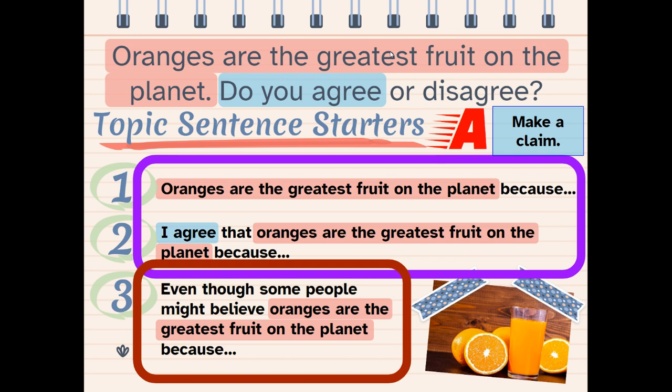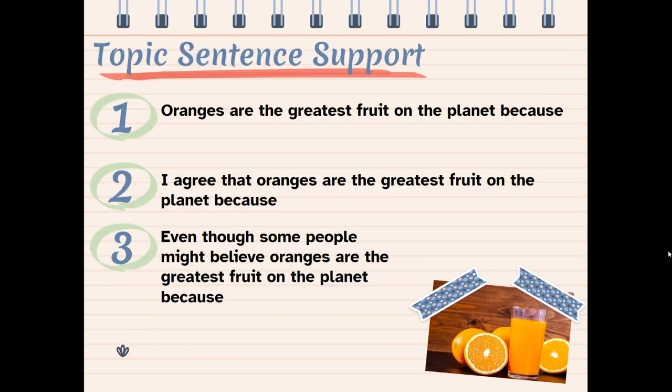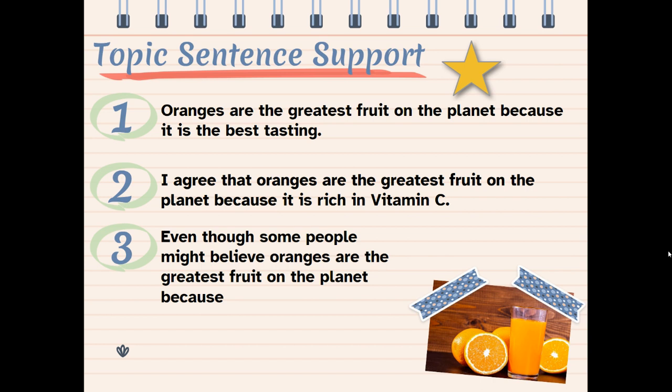If you just say oranges are the greatest fruit, technically that's not good enough because this says on the planet. So if this says on the planet, you need to say on the planet. Use as many words as possible. So after this, you give me my support. Oranges are the greatest fruit on the planet because it is the best tasting. I agree that oranges are the best fruit on the planet because it is rich in vitamin C. Even more specific, that's like science.